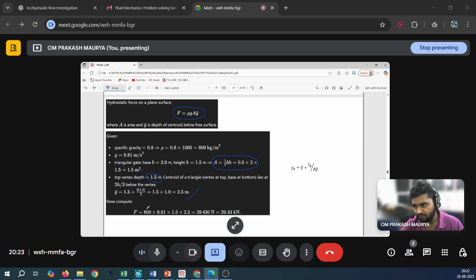Now everything you know. The rho will be 800, g will be 9.81, and your area is 1.5 meter square, and your y bar is 2.5. So your answer will be 29.43.